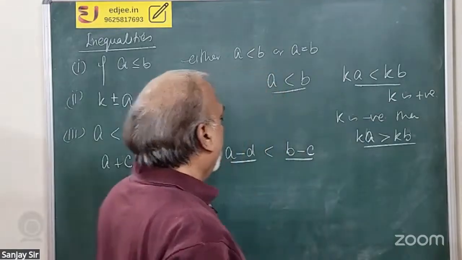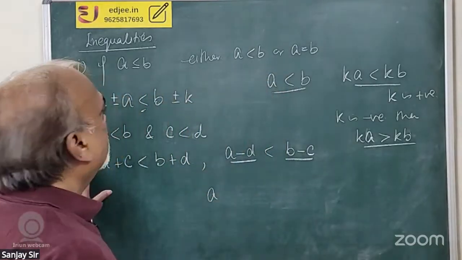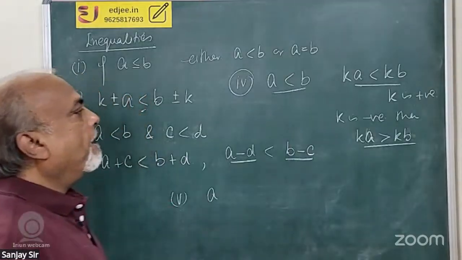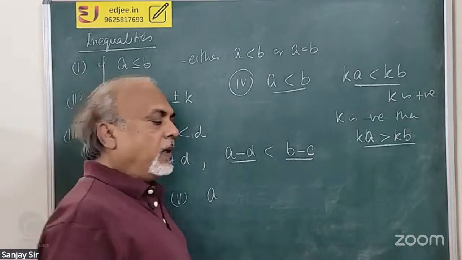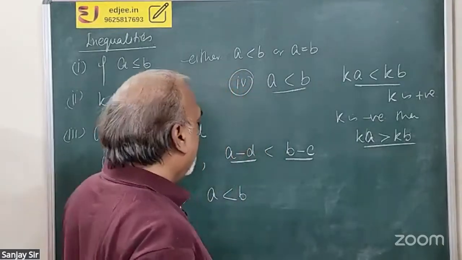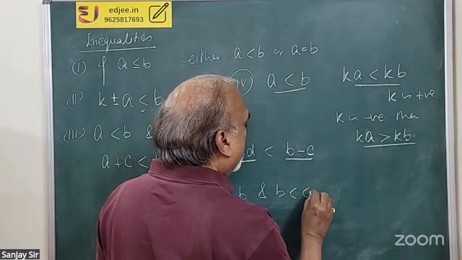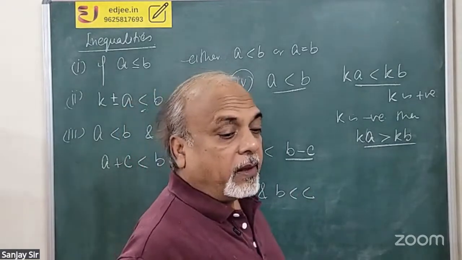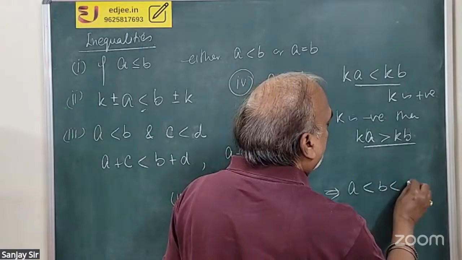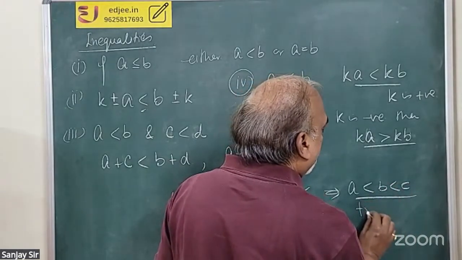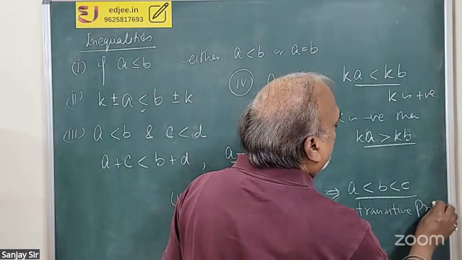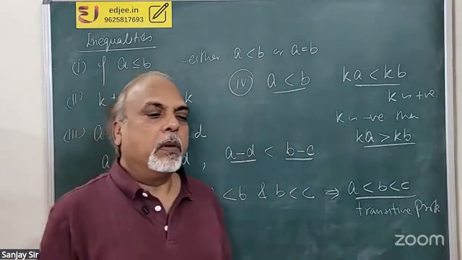Correct? If A is less than B and B is less than C, then what it implies is that A is less than C. This is also called the transitive property.